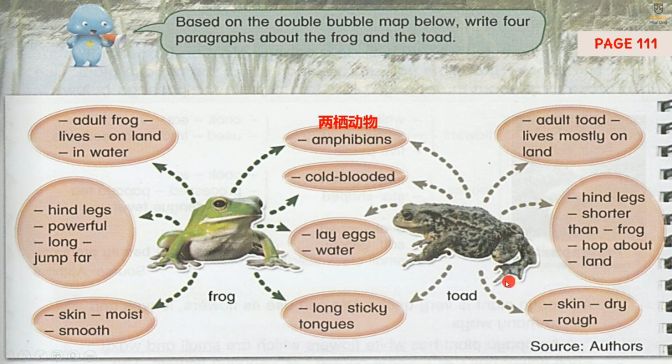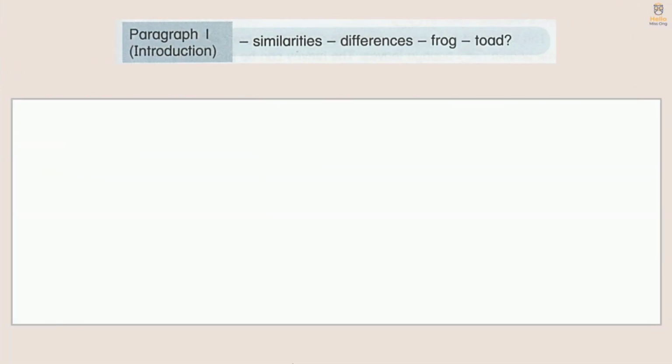Now let's look at the legs of the toad. The hind legs of the toad are shorter than the frog so that it can hop about on land. Lastly, let's look at the skin. For the frog, the skin is moist and smooth. If you look at the toad, you can see that the skin of the toad is dry and rough. Now, let's write the text.